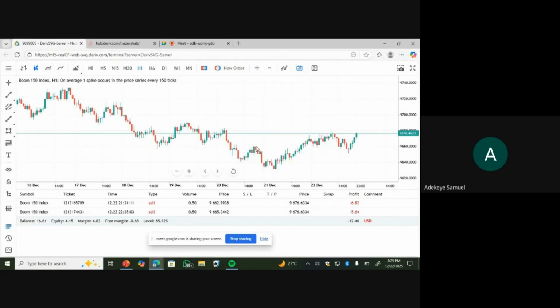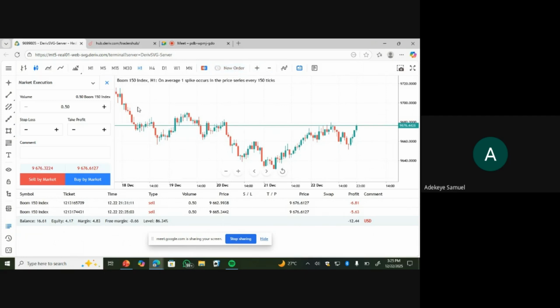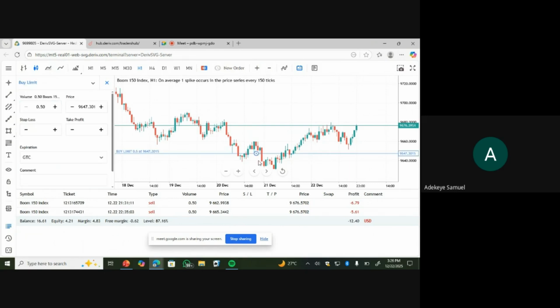So this is the current price. This is Boom 150 here. Now, if you want to buy at a buy limit, you are buying at a level which is below. This is the buy limit here. So now this is it here, buying at this level. So you buy at a cheaper price and you take your profit high. All right, so this is how it works. We set it below the current price.